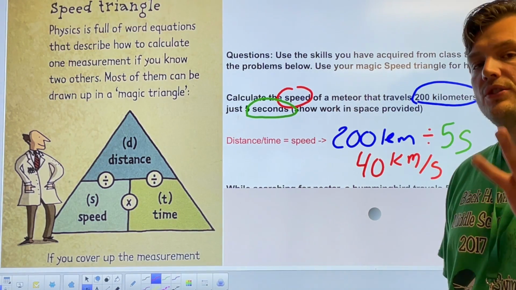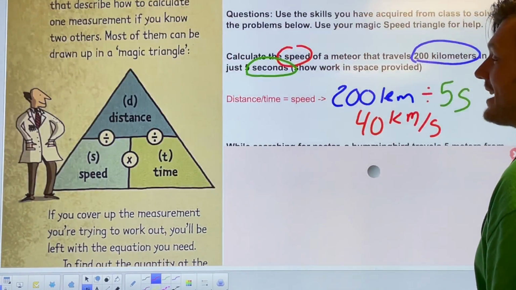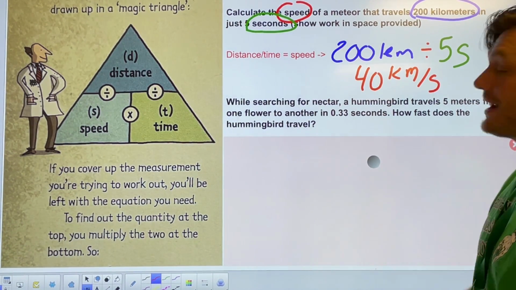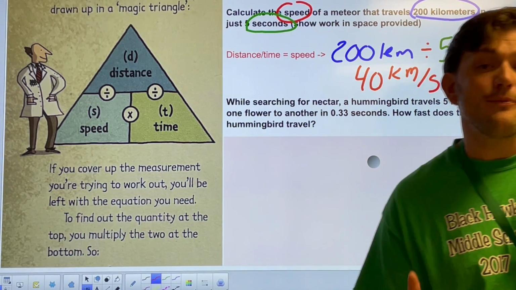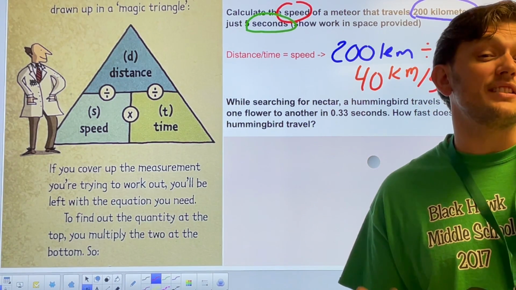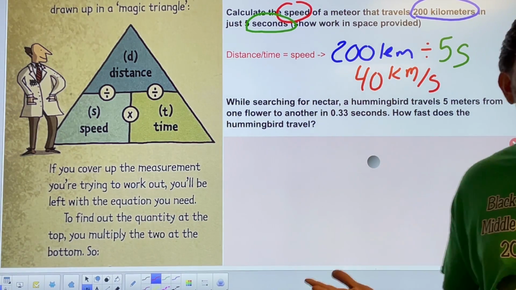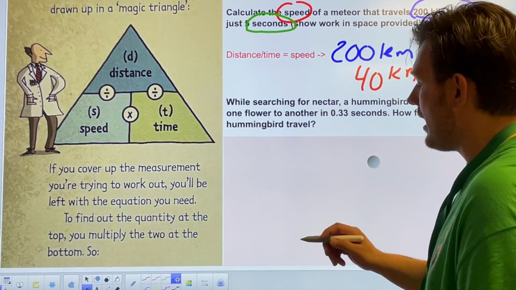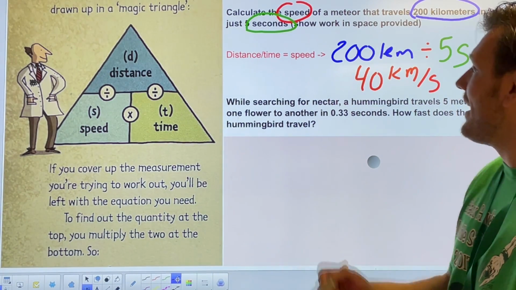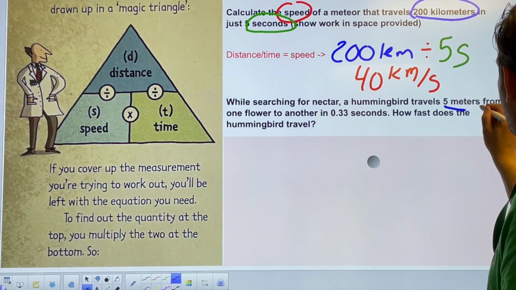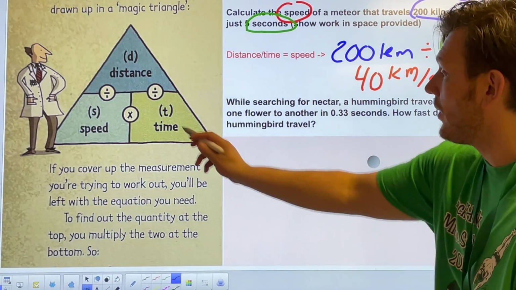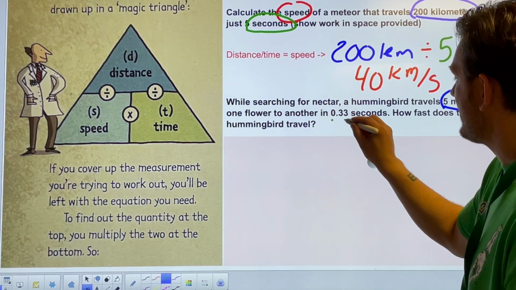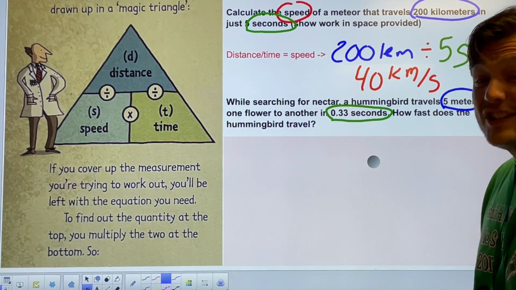Let's try another problem. We're going to do 4 examples total. Please watch the entire video so that you get the best information. Another one says, while searching for nectar, a hummingbird travels 5 meters from one flower to the next in just 0.33 seconds. How fast does the hummingbird travel? That's the question. So what do I know? Let's go through it again. I see that we have a distance here of 5 meters. So the distance is 5 meters. What else do I know? I know the time. It's right there in seconds, 0.33 seconds. What I don't know is the speed.